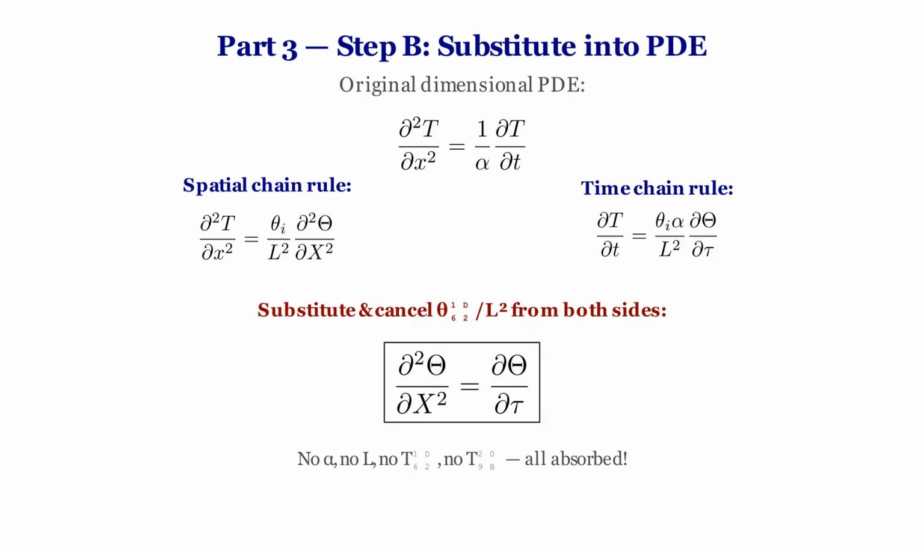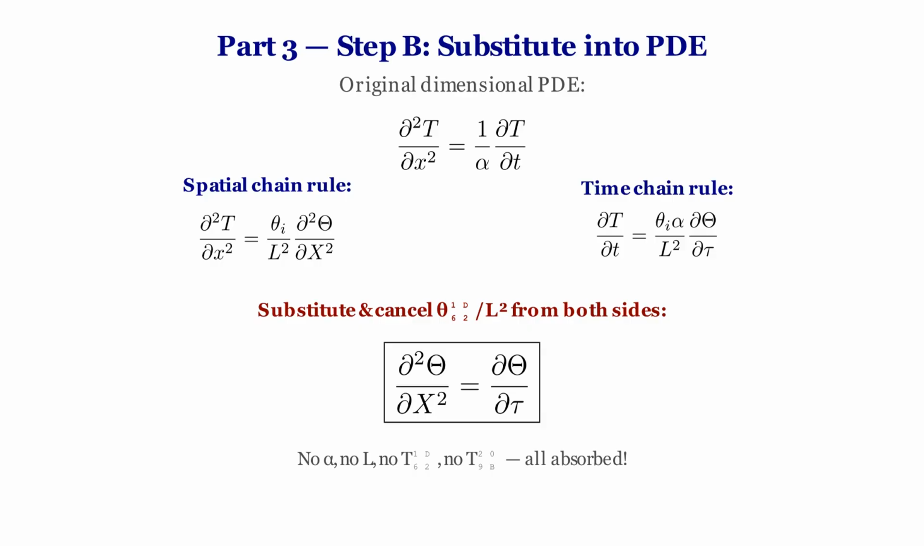Taking the second derivative, ∂²T/∂x² = (θᵢ/L²) ∂²θ/∂X². Similarly for the time derivative, ∂T/∂t = θᵢ ∂θ/∂t. Since τ = αt/L², we have ∂t = (L²/α) ∂τ. So ∂T/∂t = θᵢ (α/L²) ∂θ/∂τ.